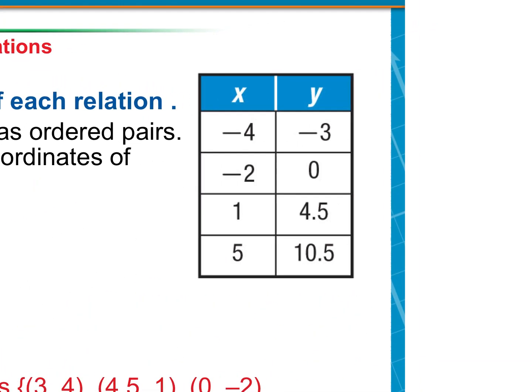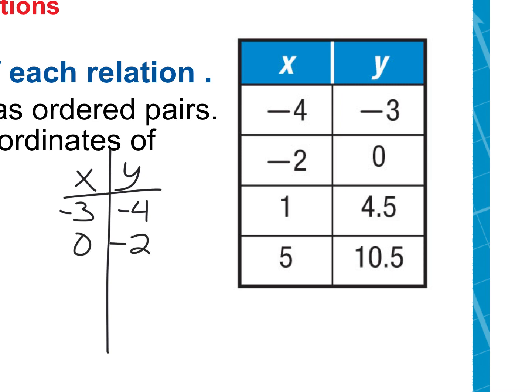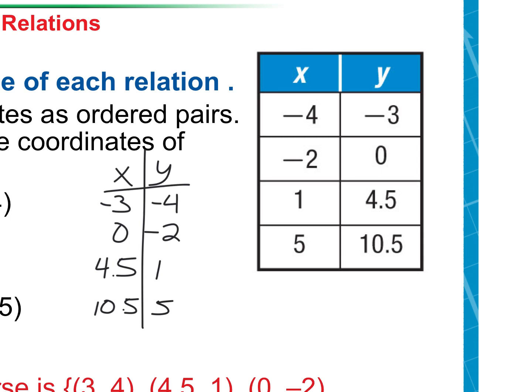So if it gives us the table version, okay, I'm going to make another table. -4, -3 switches to what? -3, -4. -2, 0, what's that switch to? 0, -2. What about the other one? 4.5 and 1. Last one? 10.5 and 5. Okay, so table form, it's still flip-flopped. Ordered pair form, still flip-flopped. And no signs change, just the order of the numbers.